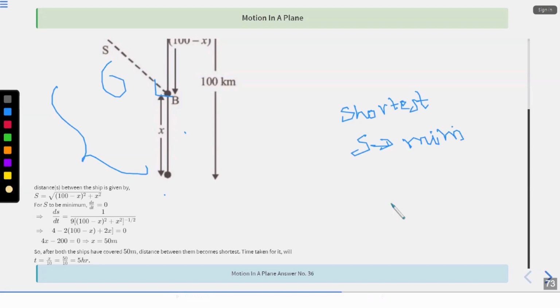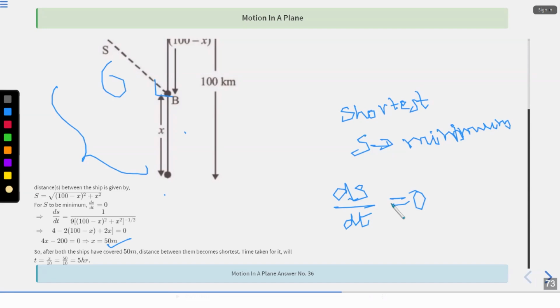For that, what we'll do is we'll differentiate it. So we'll do ds by dt should be equal to 0. That means it should be minimum. So doing so, you'll get the equation over here basically, right? So solving the equation, you'll get x is equal to 50 meter. So after both the ships have covered 50 meter, the distance between them became shortest.